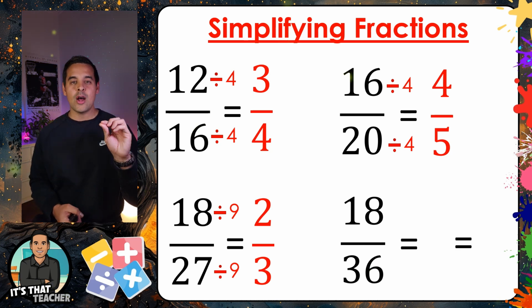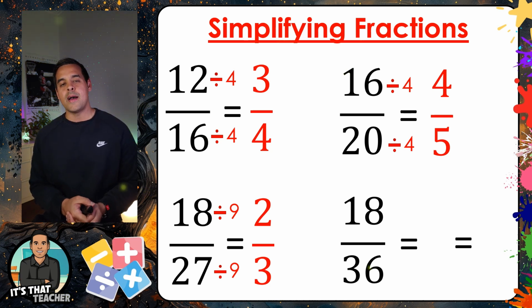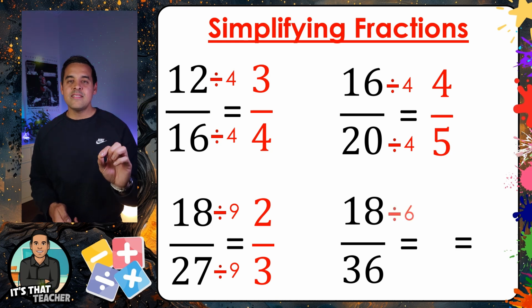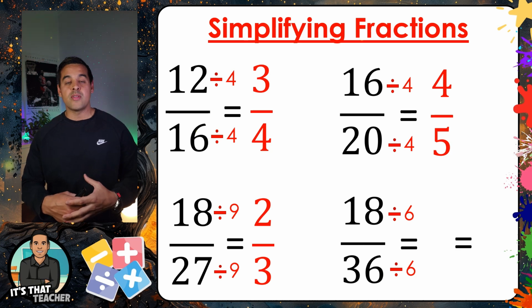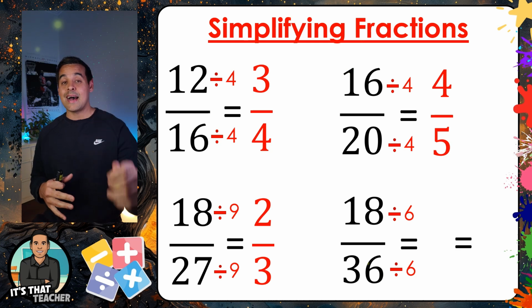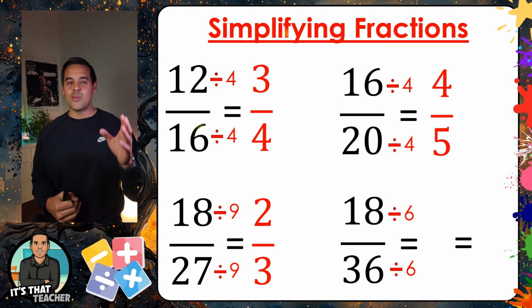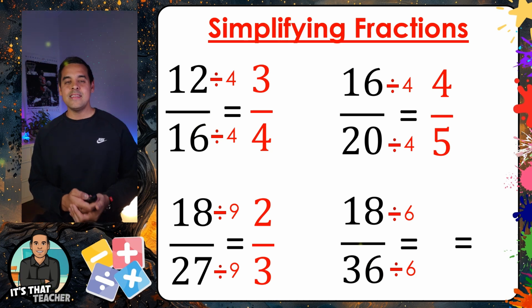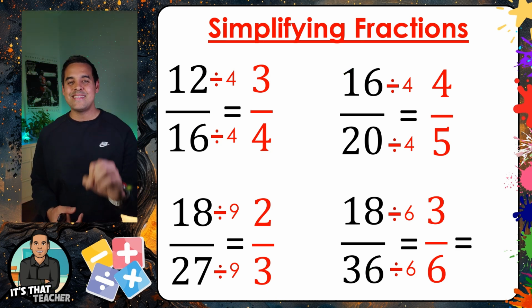Finally, we have 18 over 36. Now, what can both of these numbers be divided by? We understand that both numbers can be divided by 6, because who would realize that both numbers could be divided by 18 straight away? But there is a method. If you get quite a bit of a larger number, you can simply follow the simplifying fraction process twice and you'll get to the end goal. So 18 divided by 6 is going to be 3, and 36 divided by 6 is going to be 6, giving us our simplified fraction, 3 over 6.